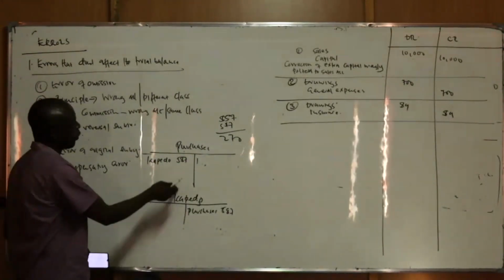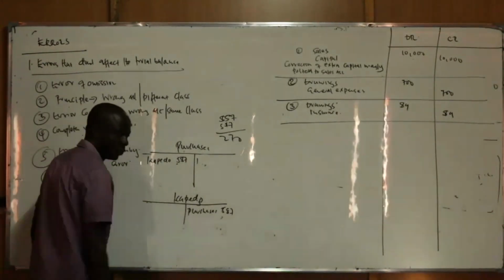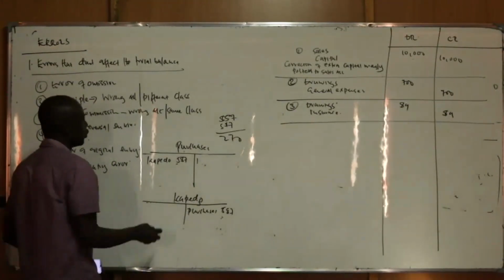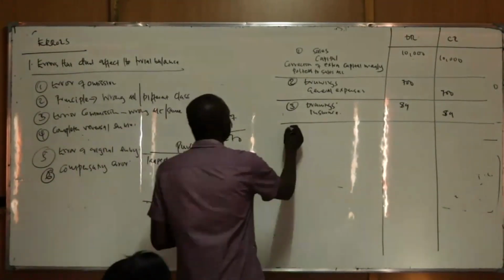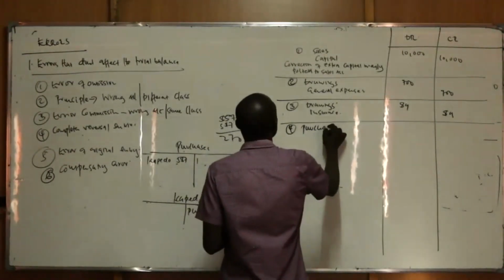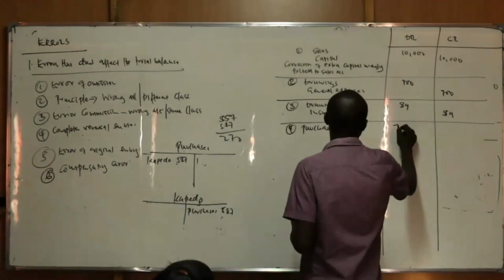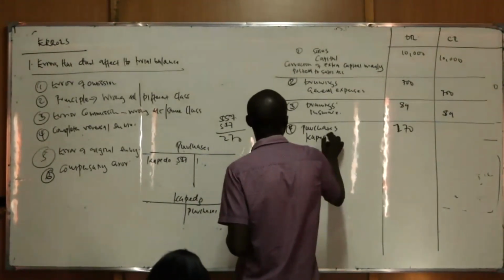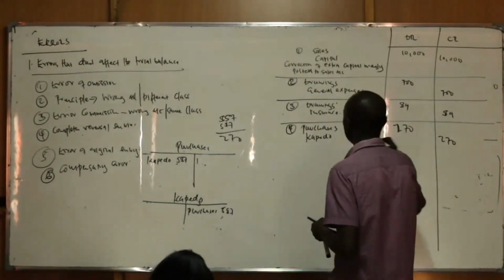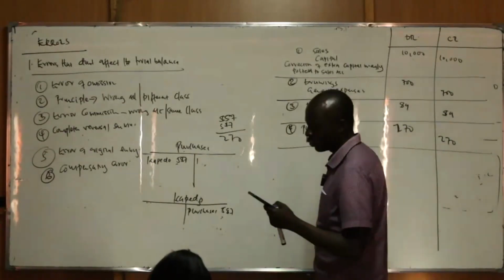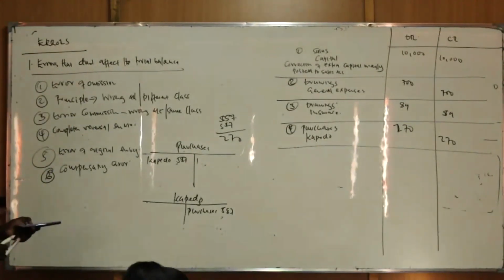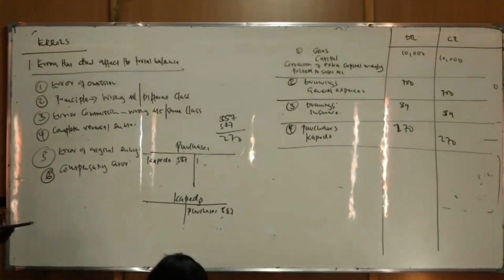So if you underestimated, you're going to add this 270, and you're going to add here 270. Had they overestimated, you would have credited both. So we're going to write here purchases 270, to make it 857, isn't it? And then Capedo, the same amount, which is 270. And then you can narrate, you can say being correction of purchases of 857 incorrectly posted as 587.